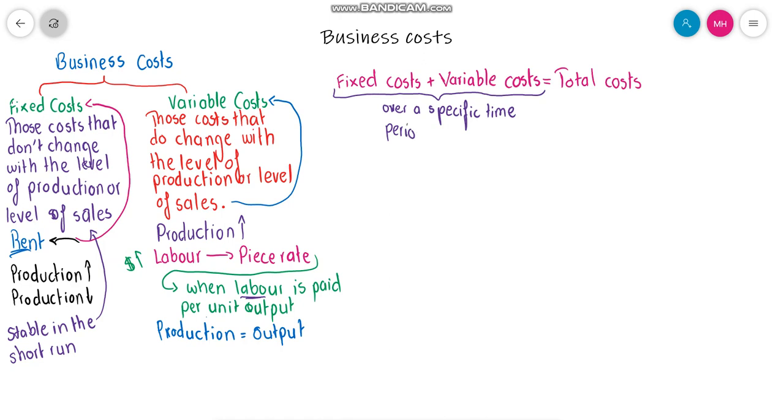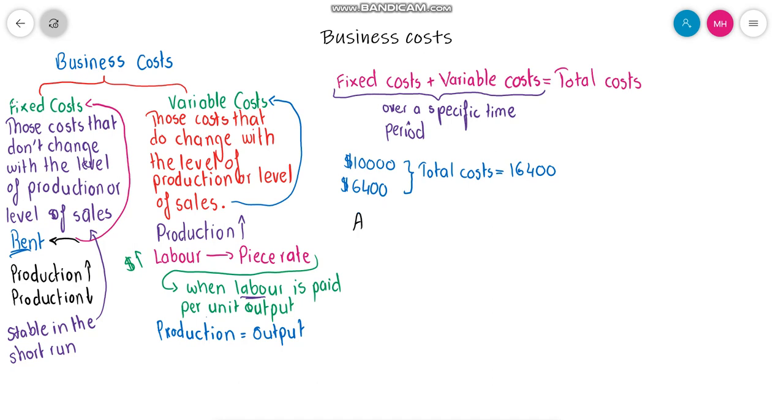Let's say fixed costs were 10,000 and variable costs this time were 6,400. Sorry, 6,400. Then total costs would be equal to 16,400.